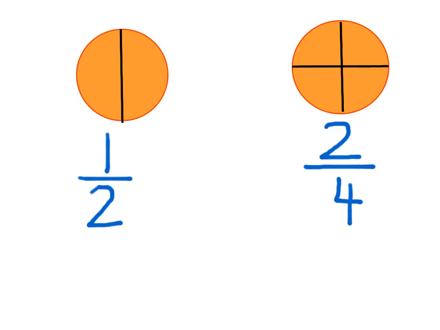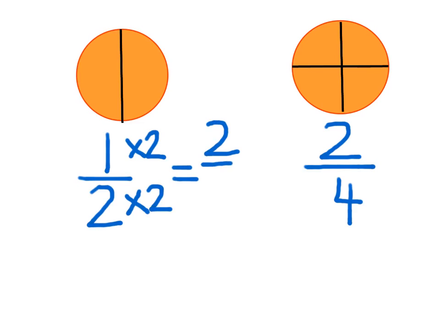Let's see if we can do something to the 1 here and the 2 to make them the same as the 2 and the 4. Well, we could multiply the 1 by 2, and fractions being the way they are, we must do the same to the top and the bottom to keep it fair. If we multiply both of them by 2, then 1 times 2 will give us 2, and 2 times 2 will give us 4. So in actual fact, they're the same. Those two fractions that we had originally, the 1/2 and 2/4, are equivalent or the same.